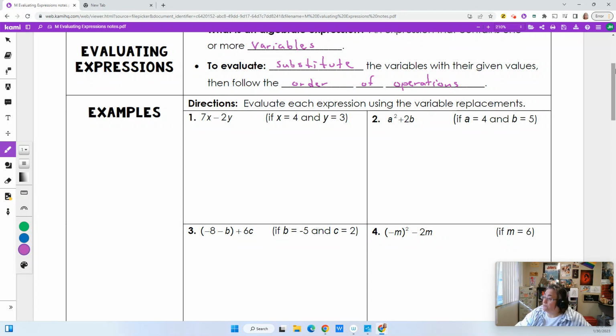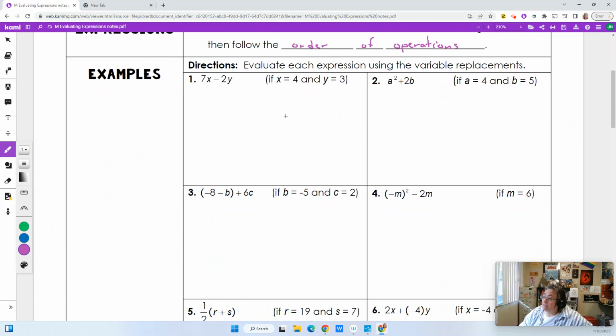So if we look at this first problem, it tells us that we have 7x minus 2y. That is our expression. 7x minus 2y is the expression. And it says that x is going to equal 4. Yes, Leah?